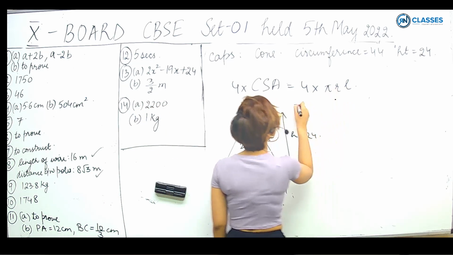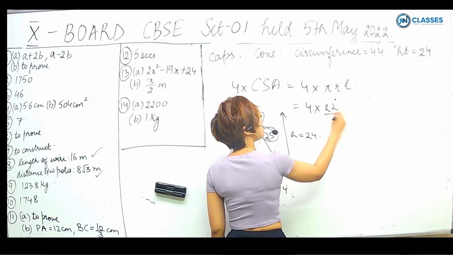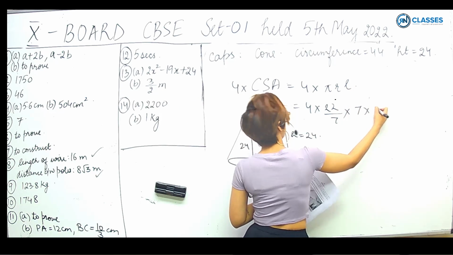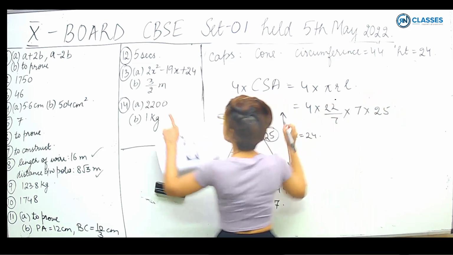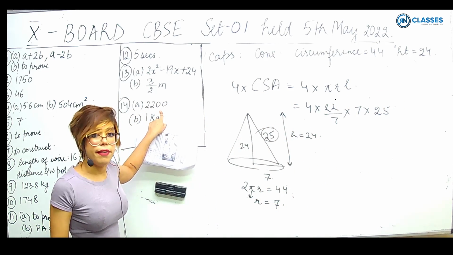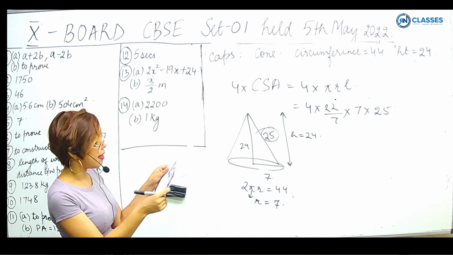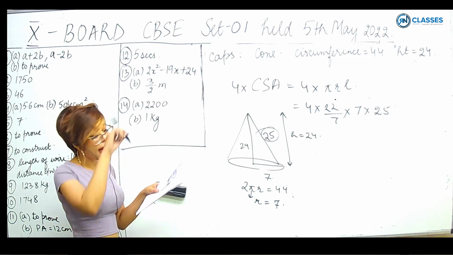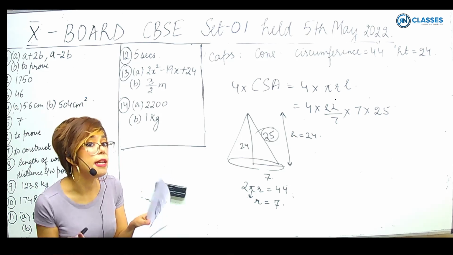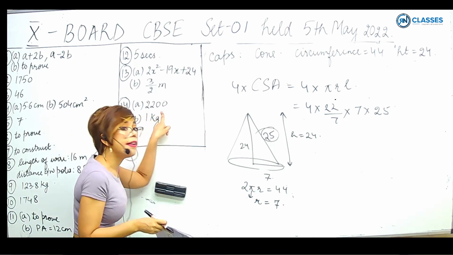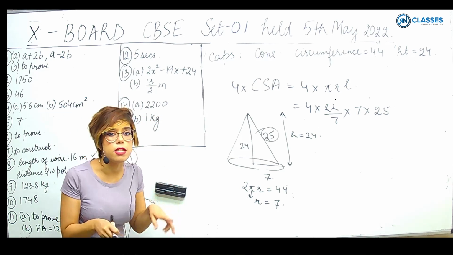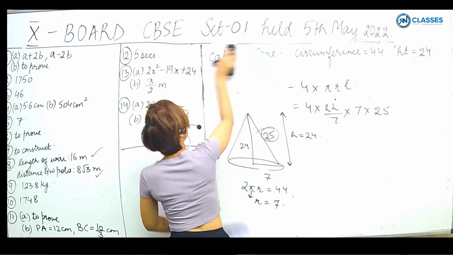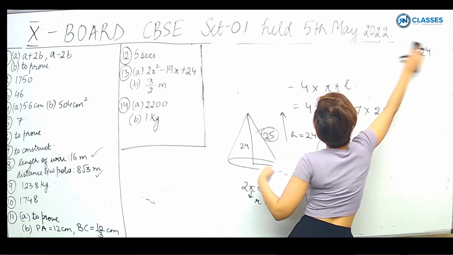So that means my L is 25. So 4 into 22 by 7 into radius, which you just found out is 7, into L, which is 25. Calculate it, and you will find your answer is 2200. You would require 2200 centimeter square to make the caps. Mind it, he says how many square centimeters? That is 2200. Here you don't need to write centimeter square. It's already given in the question. So read it carefully.